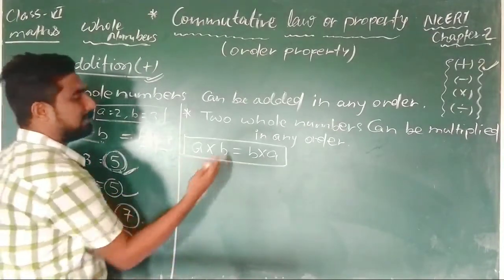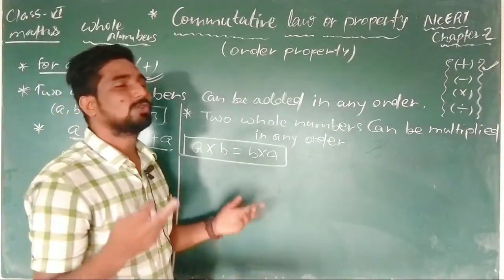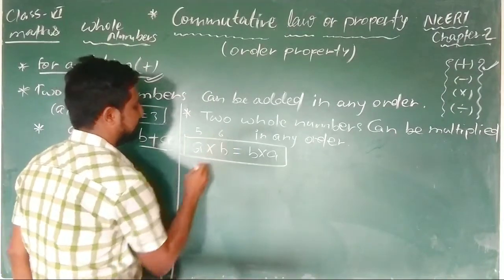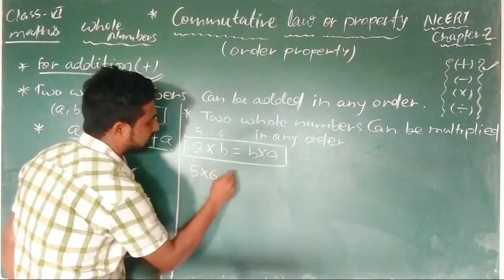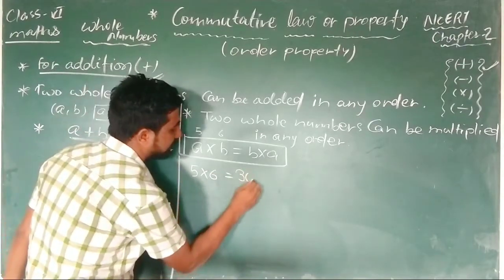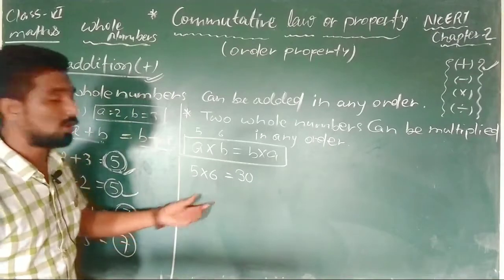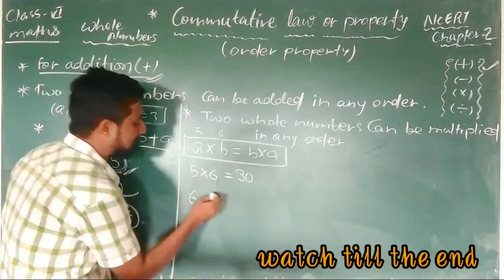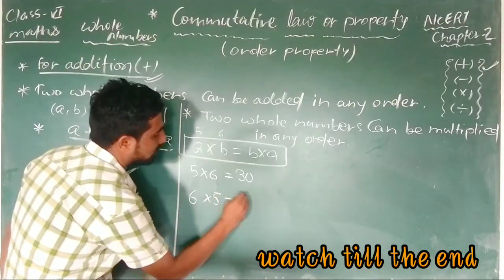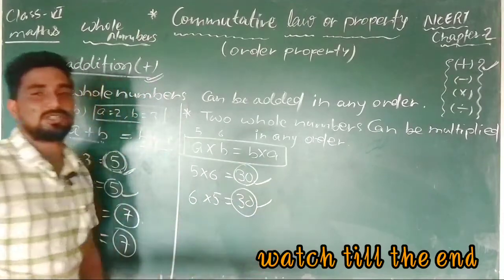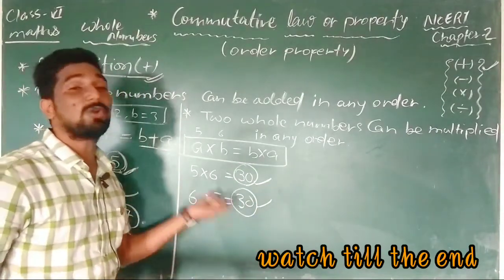So in the place of a and b you can take any whole numbers. Suppose I take 5 in the place of a and 6 in the place of b. You multiply 5 into 6, what will the product be? 5 sixes are 30. Now you change the order of these two whole numbers. Now 6 is at first and 5 is at last. 6 fives are 30, and you can see the answer is the same in both conditions. So that is why this property is followed here also.